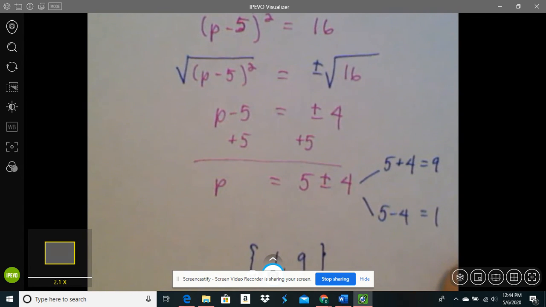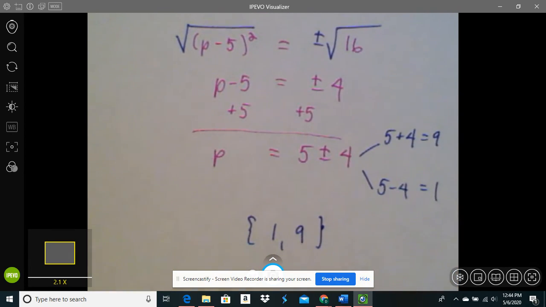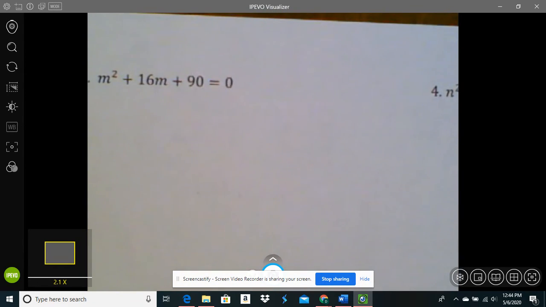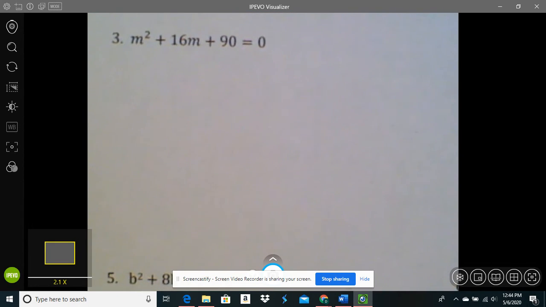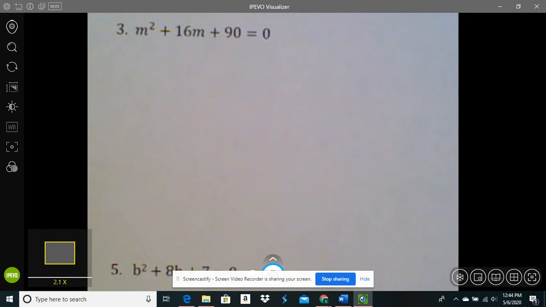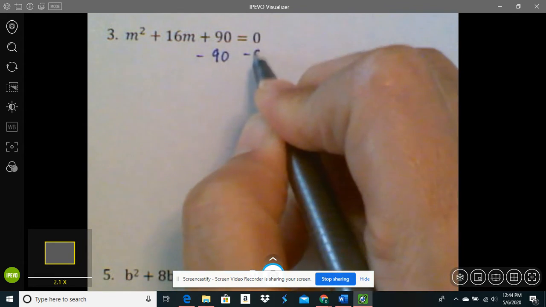And that's it. That's all we do. Let's look at number 3. I'm going to do the same thing here. So this one, I see that when I factor it, there might be something that goes there, but I'm really tired and I don't want to make a list. So I'm just going to complete the square. In order to complete the square on this one, we will subtract the 90 from both sides.